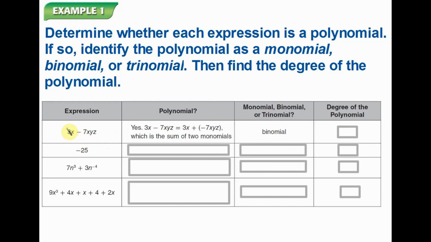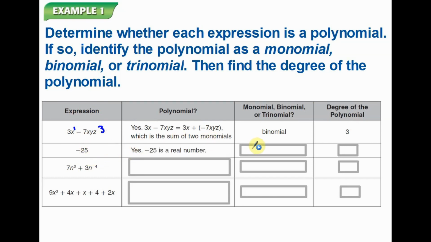The first term, 3x, has 1 as the exponent, so my degree is 1 on this one. Whereas this negative 7xyz has 3 as its degree because each variable has 1 as its exponent. So 1 plus 1 plus 1, I'll get 3. The highest degree on these two terms will be 3. The next one, negative 25. This is also a polynomial because it is a monomial. A monomial is also a polynomial.